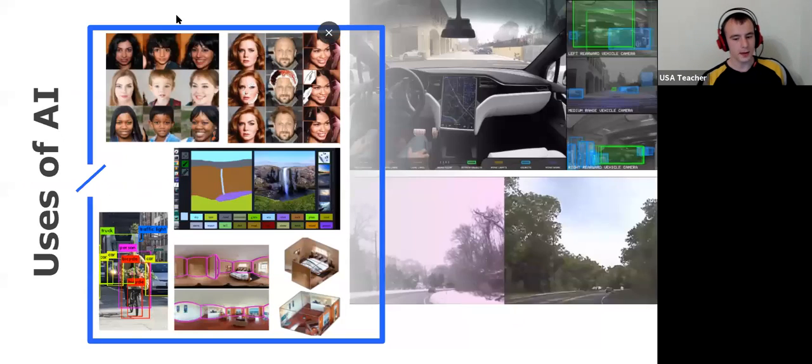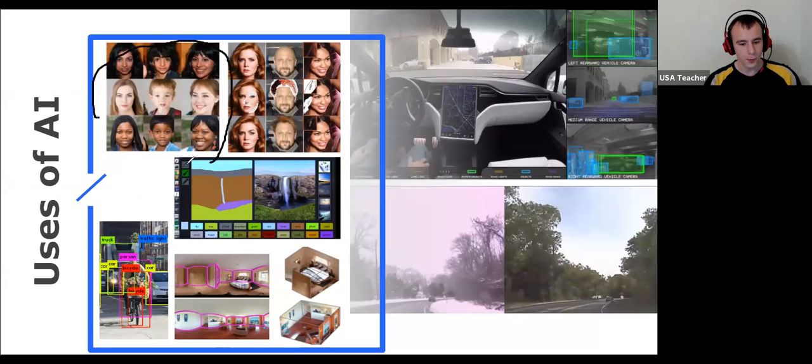So on our next slide, we have even more examples of where AI is used. So some practical applications, or well, not all of these are practical applications actually. Some of these are just fun applications. For example, right over here, all of these faces were actually generated by a computer. None of these pictures are of real people.